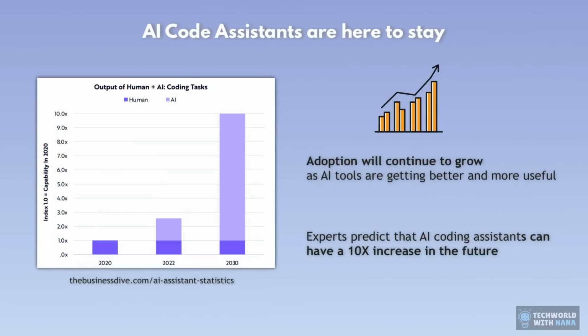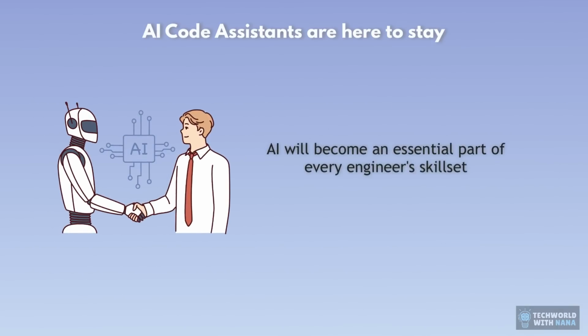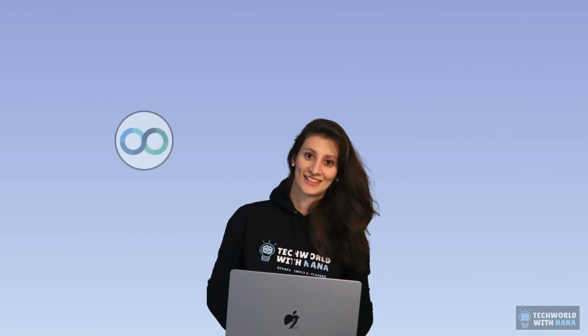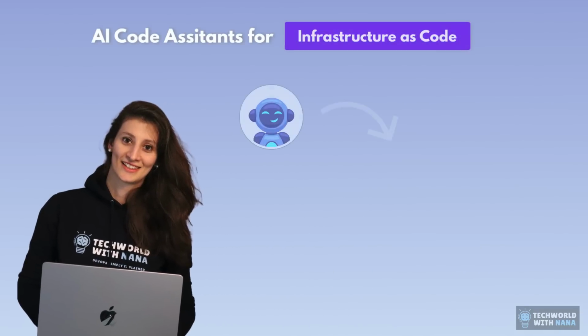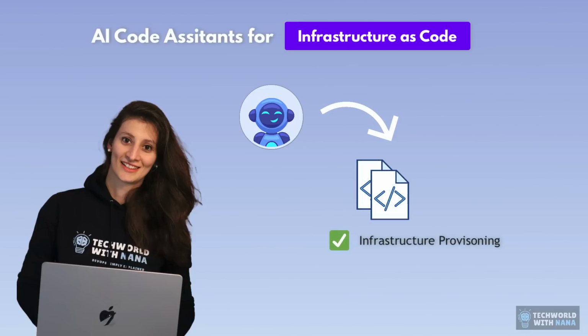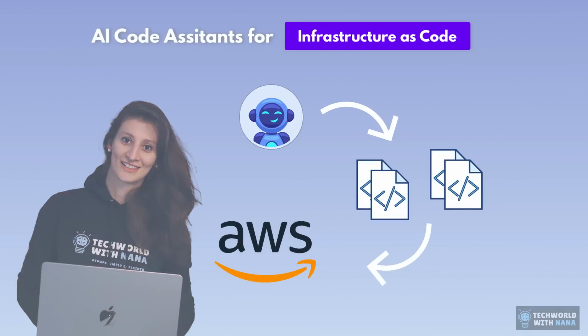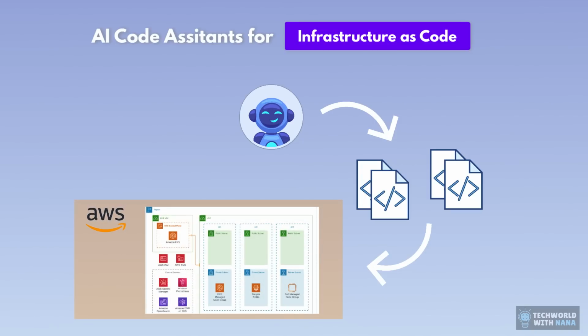And I believe AI code assistants in general are going to become huge and basically an essential part of every engineer's skill set. And I myself, as a DevOps and cloud engineer, use the AI code assistants mostly for writing infrastructure, provisioning, and configuration scripts, and so on. And I mostly work with AWS, so I write automation scripts for provisioning and configuring AWS infrastructure and its services.